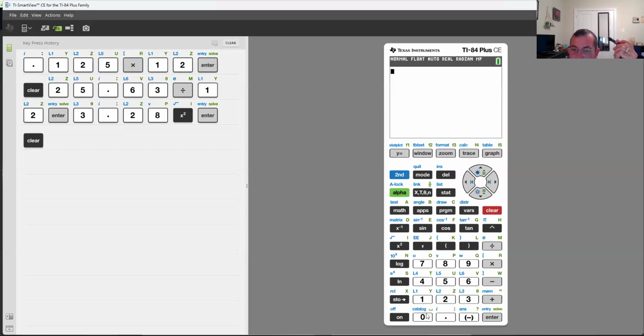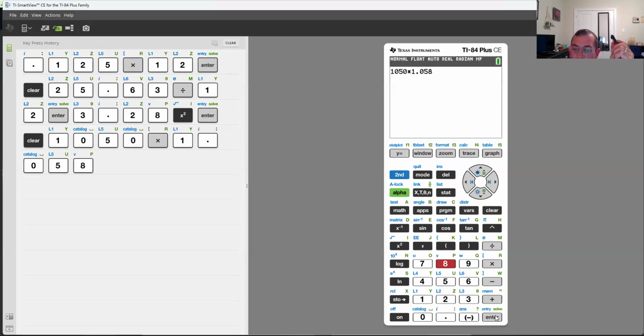All right, so on top was 1,050 euros times 1.058, which gives me 1,110.90. So if you were paying US dollars for that same apartment in meters squared, you would be paying $1,110 versus 1,050 euros, okay?